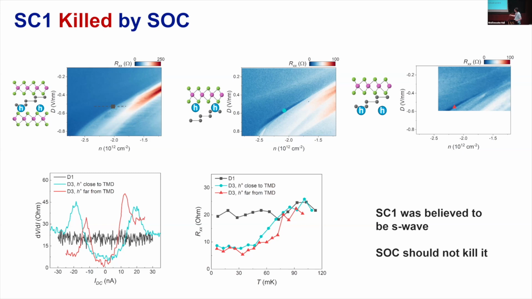However, if you increase the spin-orbit coupling even more, as in this device, the superconducting state SC1 is completely gone. This is a bit puzzling because spin-orbit coupling, Ising type, still preserves time-reversal symmetry, right? In the simple picture, it should not kill a simple S-wave superconductor where the two electrons of the Cooper pairs have opposite spin, right?